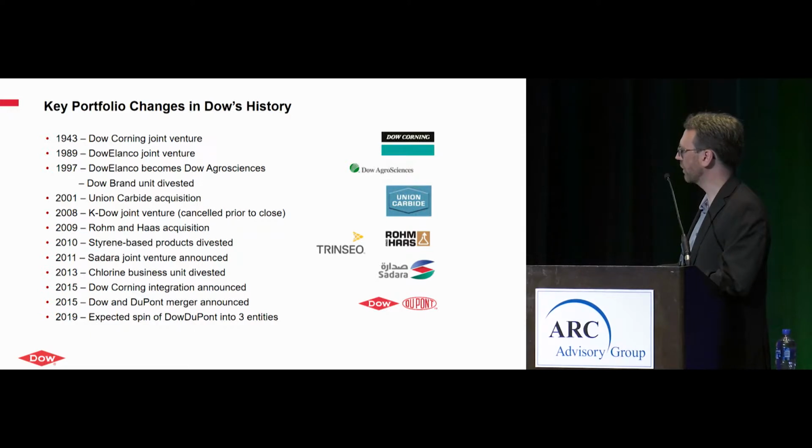We've divested all the styrene-based products in Trinseo. And then the Sadara joint venture, which was mentioned, that facility has been started up within the last year or so. And then Dow Corning and Dow DuPont.